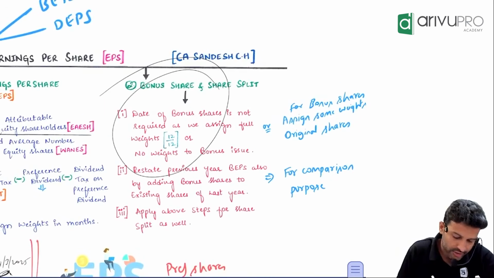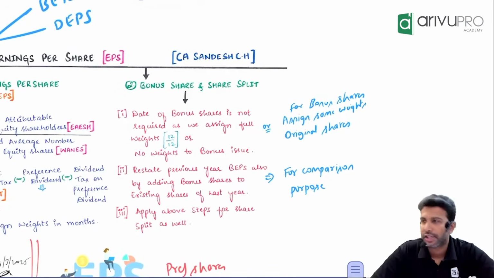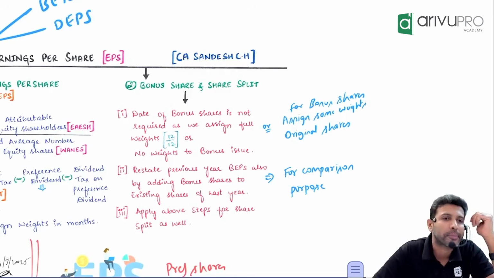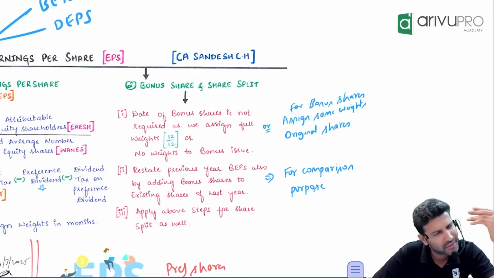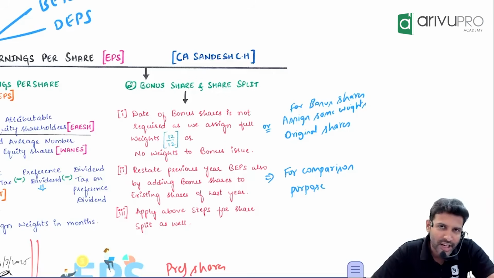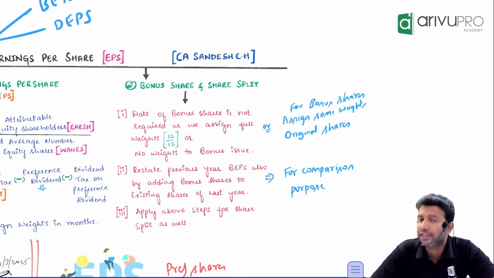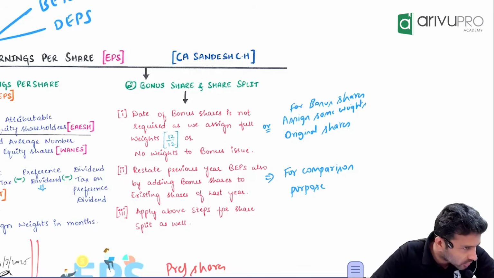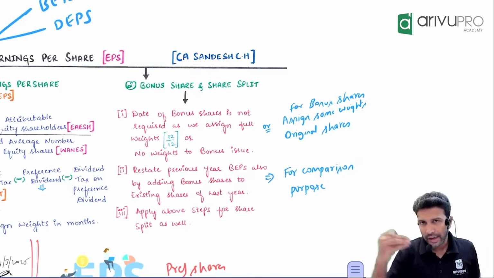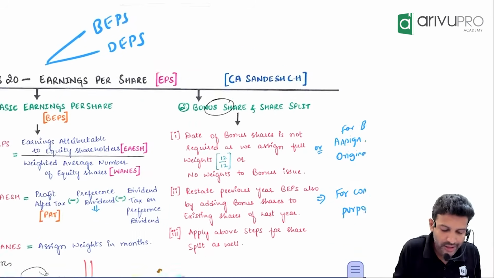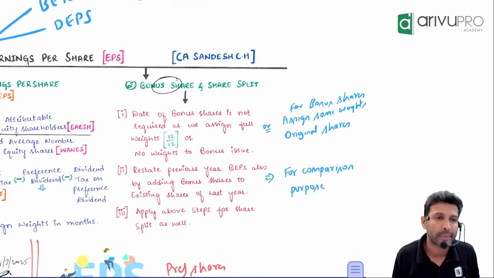Called bonus shares. Bonus means OC. OC means free. OC I think is the same in every South Indian language. So bonus shares means additional shares given to existing shareholders for free. That's all. Now we are trying to ascertain how bonus shares have an effect on EPS.